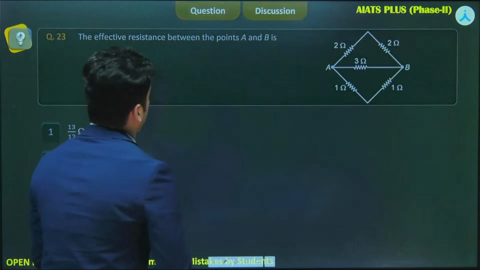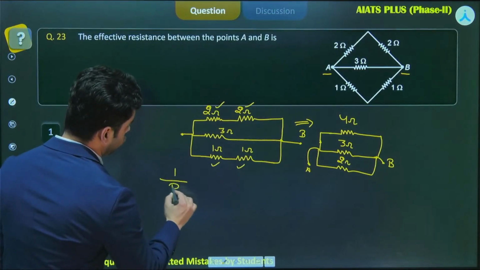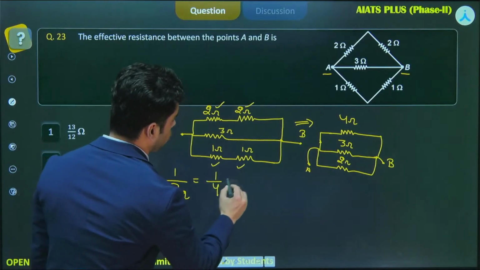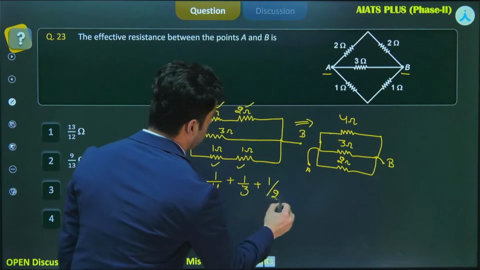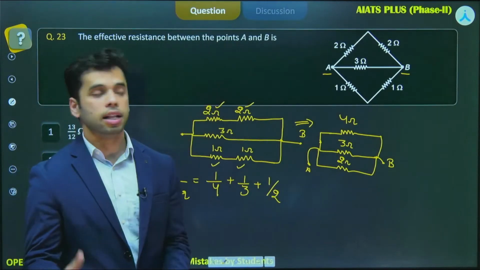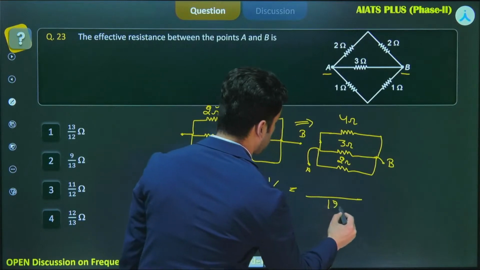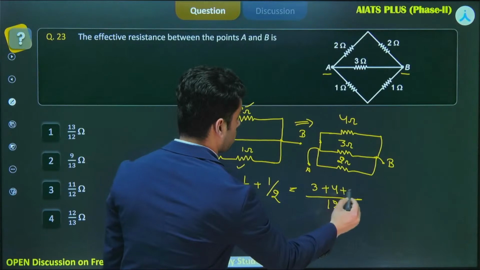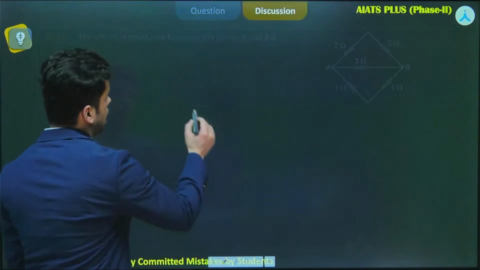So if they are in parallel combination, you can use the formula 1 over R equivalent should be equal to 1 over 4 plus 1 over 3 plus 1 over 2. Now you just need to solve this. Take the LCM. It should be 12. So 3 plus 4 plus 6, 3 plus 4 is 7, plus 6, 13. So 1 over R equivalent.